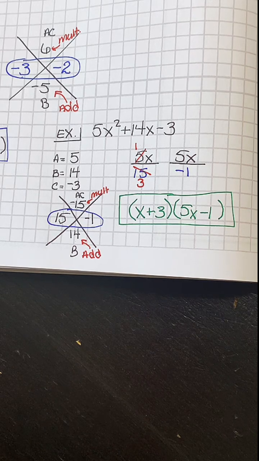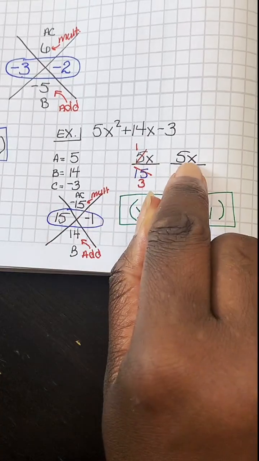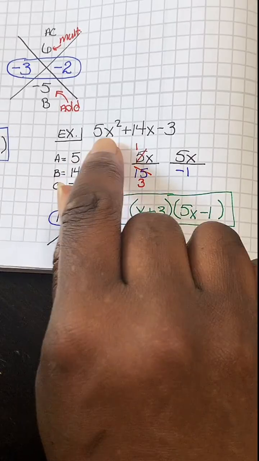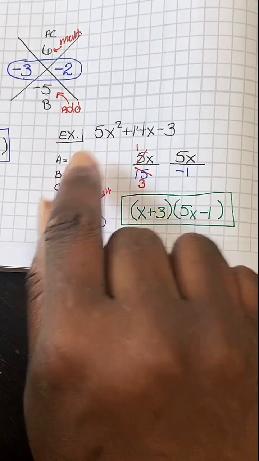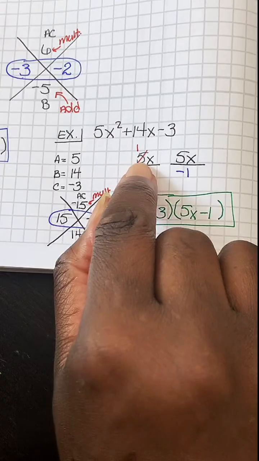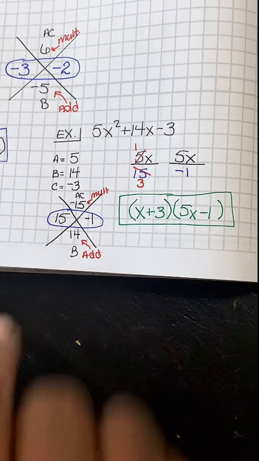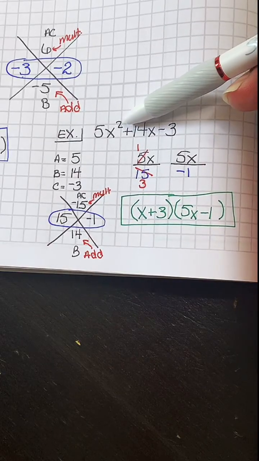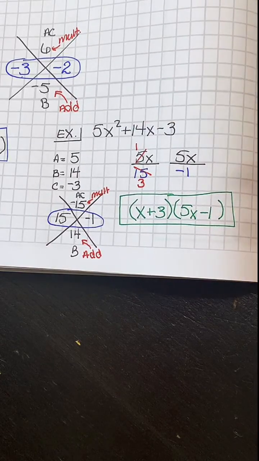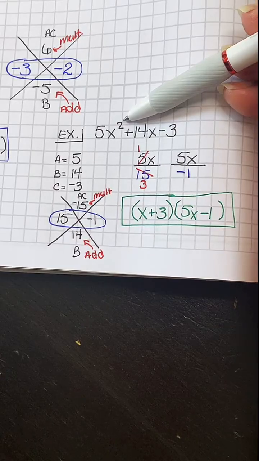Okay, how did you get 5x, 5x? Because your numerator is always going to be your a and the variable that you're using. So my a was 5, the variable I'm using is x. So you got 5x, 5x. The reason why you're writing it out twice is because of your exponent. Your exponent is to the second.